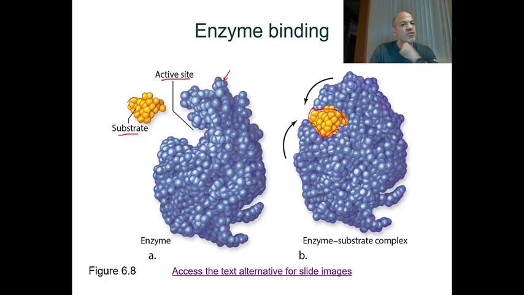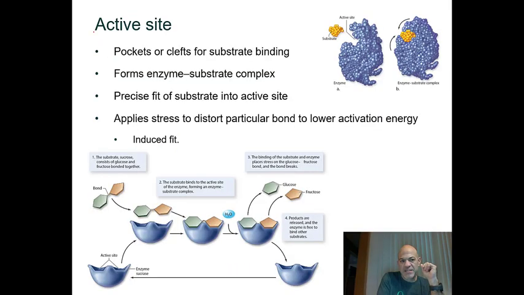So here's going to be your basic model. The active site is that part that the substrate binds to. It's like a pocket within the globular protein. We saw that earlier. When the enzyme is bonded to the substrate, it's called the enzyme substrate complex, or ES complex for short.